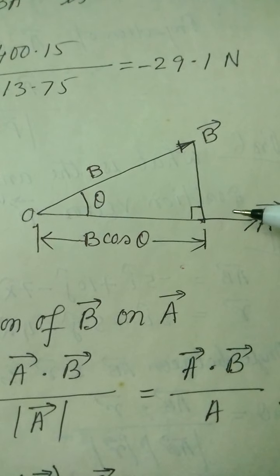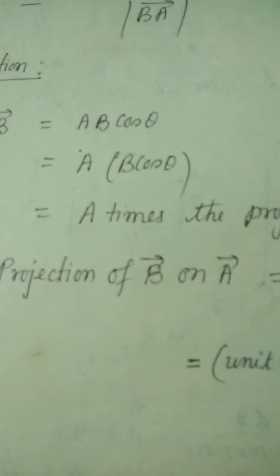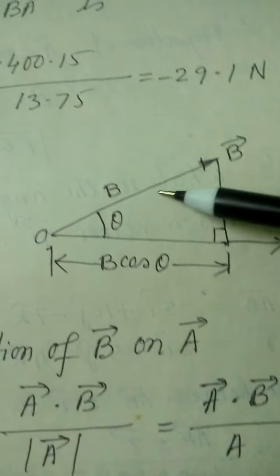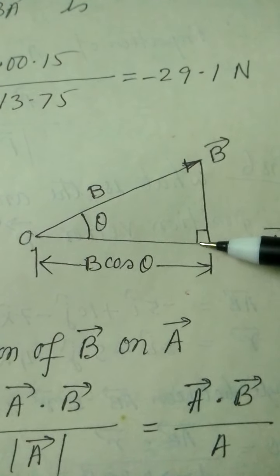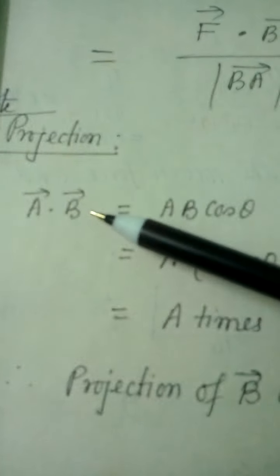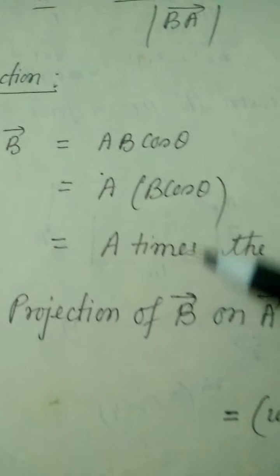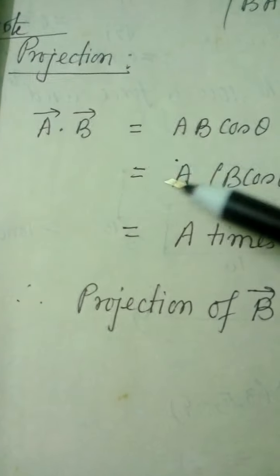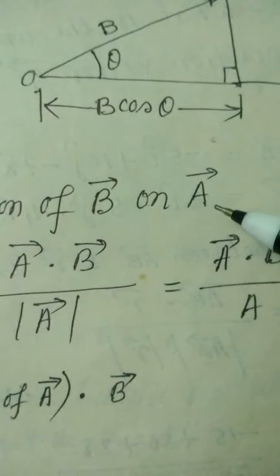Now what we want is the projection of B on A. We want the projection of B on A. That is nothing but B cos theta. How will we get it? A dot B is equal to AB cos theta. So A into B cos theta. So B cos theta will be equal to this by this. So A times the projection of B on A.